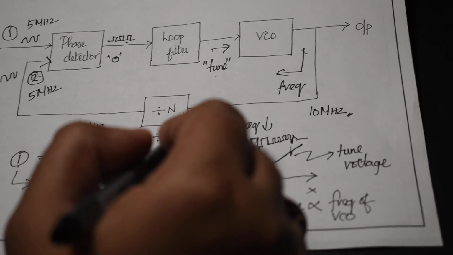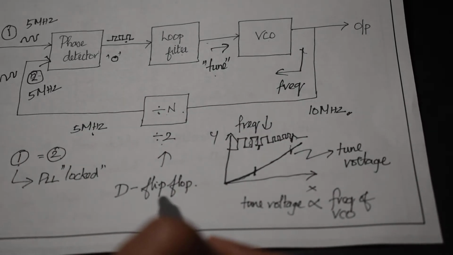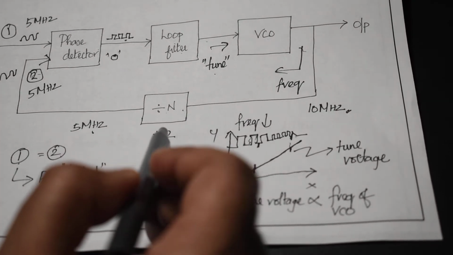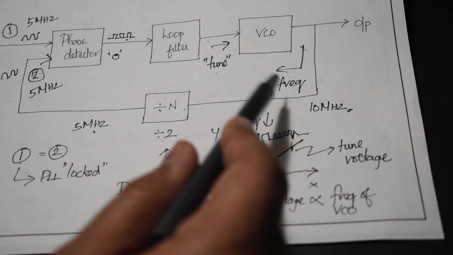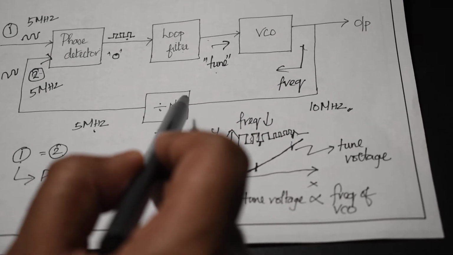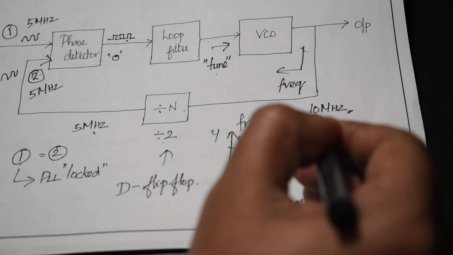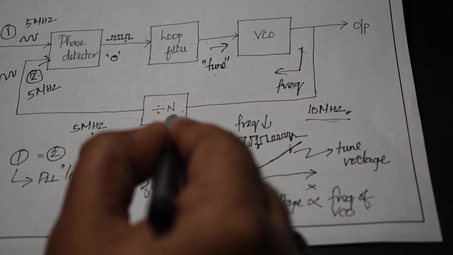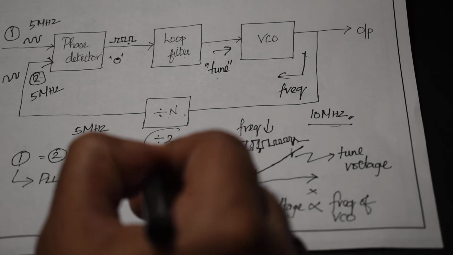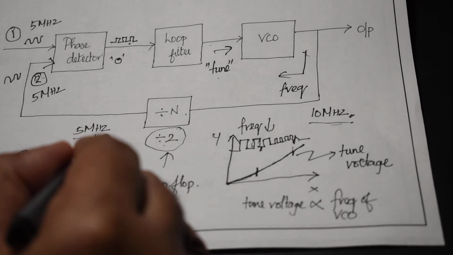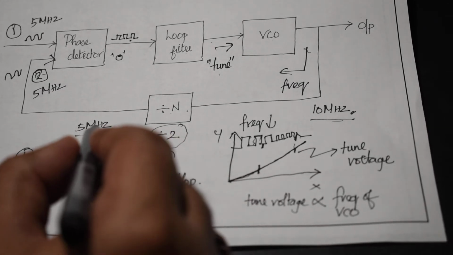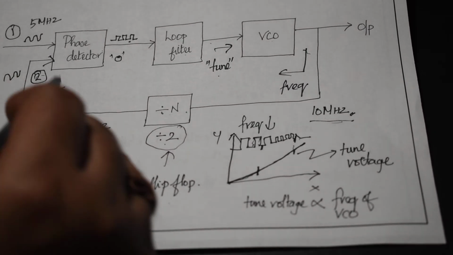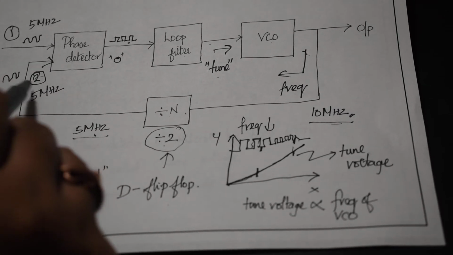The divide by n block is a very simple block which can be realized using a D flip-flop generally. So what this divide by n block does is, it divides the frequency based upon the n degree. So let's say if you are giving an input signal of 10 megahertz to the divide by n block, and if you are dividing it by 2, we'll get a 5 megahertz output. So this 5 megahertz output is in turn fed to the phase detector. So it keeps on comparing this.